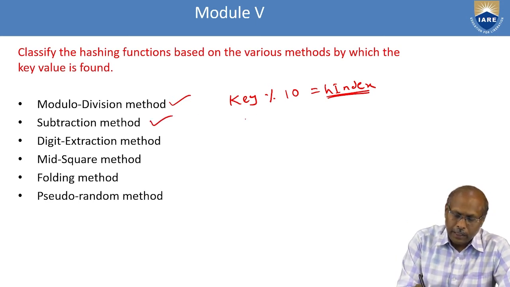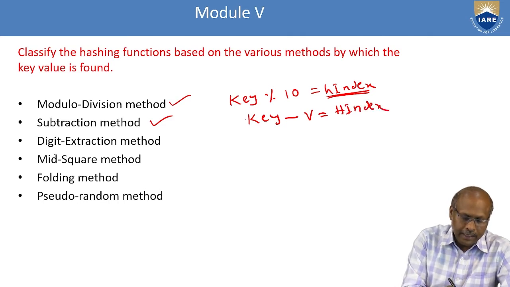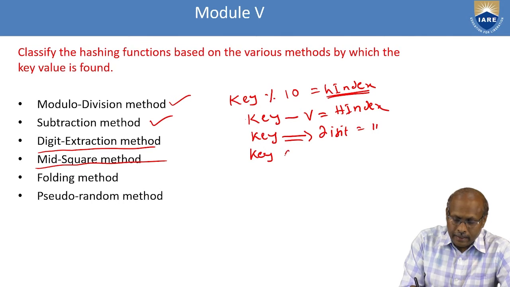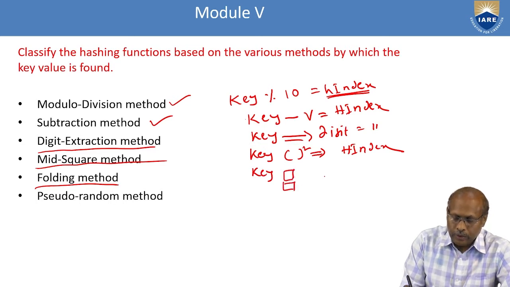Similarly, subtraction method. If I give the key, I can subtract some value so that I will get the hash index. Similarly, digit extraction. If I give the key, I can extract some digits, and that also acts as a hash index. Mid square method. If I give the key, I take the middle value from that key and square it, and I will get a hash index. Similarly, folding method. If I give the key, I can fold the key. That means I can add these two parts, then I will get one more index. That is the hash index. That is the folding method.